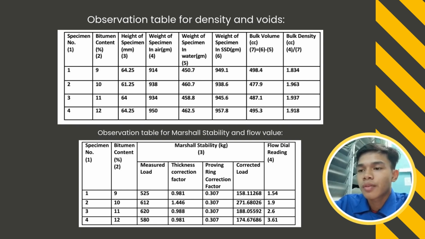So next, we have observation table for Marshall stability and flow value. We have specimen number, bitumen content, Marshall stability, that is shown by measured load, thickness correction factor, proving ring correction factor, corrected load, and lastly, flow dial reading.